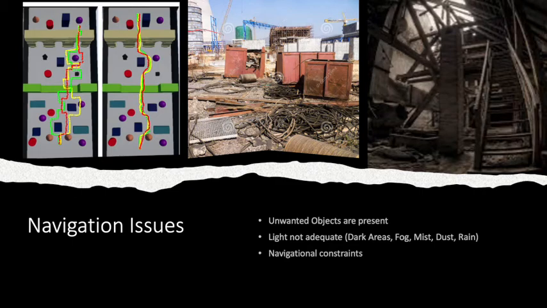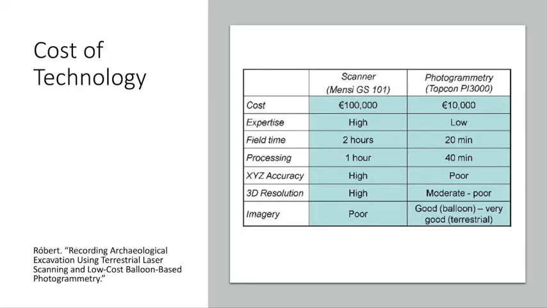The second issue is navigation issues. In a construction site, there are a lot of unwanted project objects present. They are very haphazard sites. So generally, the navigation for robots or UAVs is very difficult. Secondly, the light is not adequate because of many reasons. And finally, the navigation constraints. If it is a very small area or a very underground space, the navigation is an issue.